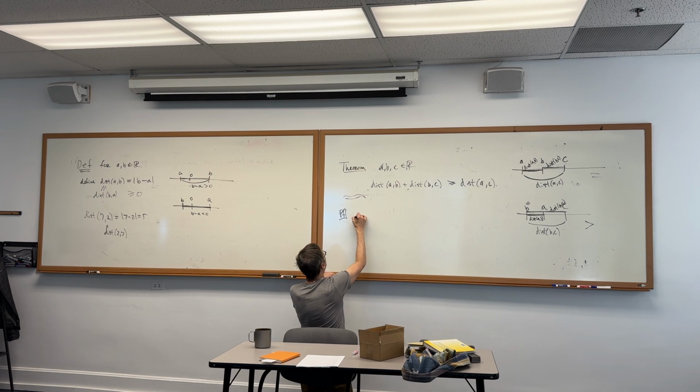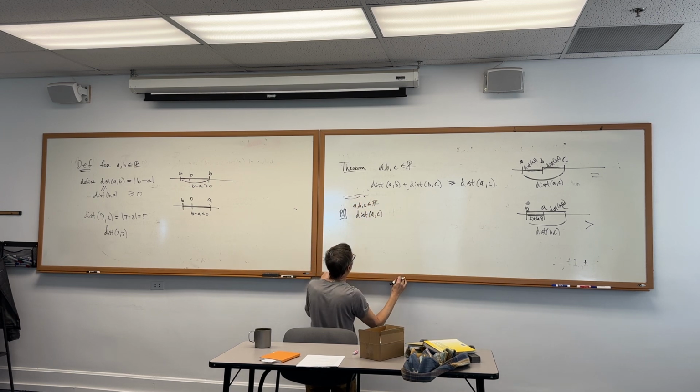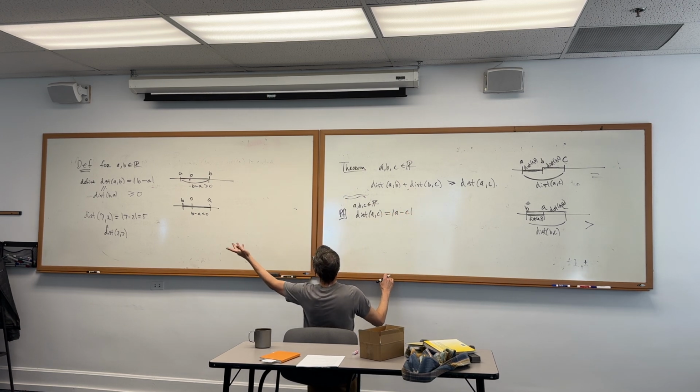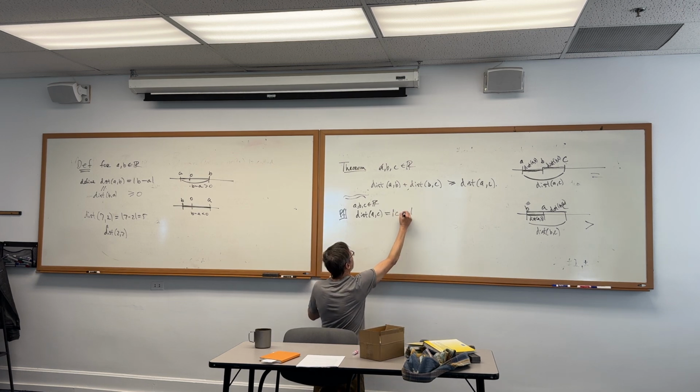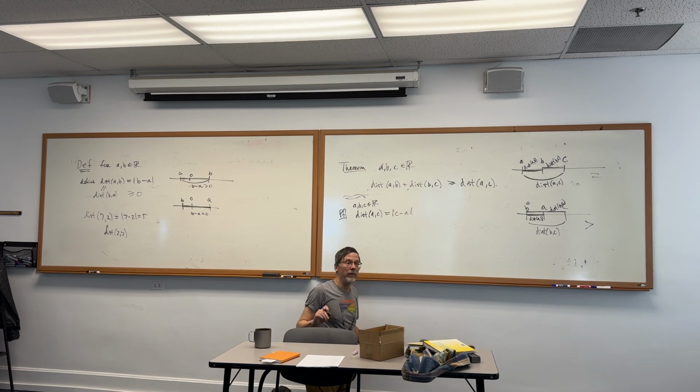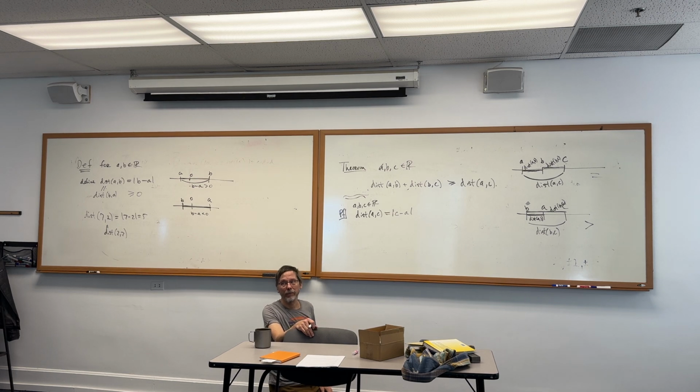Let's start with the distance from A to C. We've got A, B, and C, real numbers. We don't know how they sit, we don't care. We're going to work with this definition. So that's just the absolute value of A minus C, or C minus A. I guess that's the way I wrote it. Okay, let's just write it out like that. Literally from the definition.